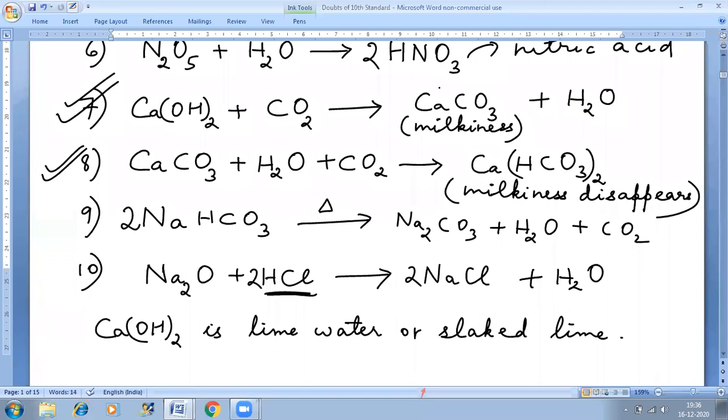No, milkiness does not mean transparent. Milkiness means it is not transparent. It is the opposite. Milkiness means you cannot see through the solution. When there is no milkiness, that means it is transparent. So when the milkiness disappears, then you can call it transparent or clear. But when there is milkiness, it is turbid, or cloudiness.